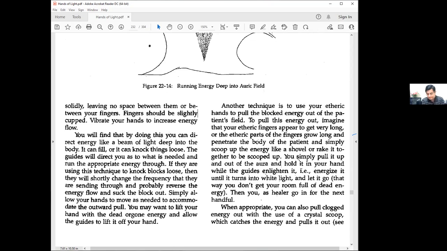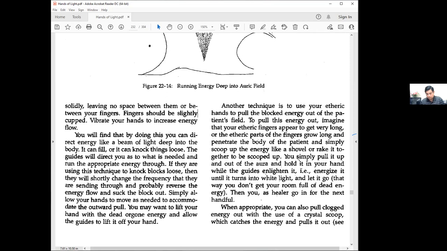Another technique is to use your etheric hands to pull the blocked energy out of the patient's feet. To pull this energy out, imagine that your etheric fingers, or the etheric parts of the fingers, grow long and penetrate the body of the patient and simply scoop up the energy like a shovel or rake it together to be scooped up. You simply pull it up and out of the aura and hold it in your hands while the guides enlighten it. That is, energize it until it turns into white light and let it go.